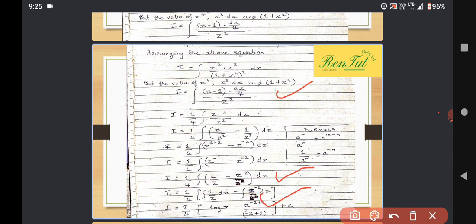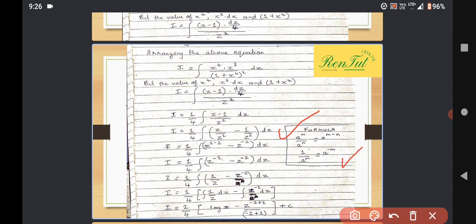Okay, so this can be split into two because the numerator is z minus 1. So we can split it into two parts like it is shown over here. So this is divided into two parts now: z divided by z square minus 1 divided by z square. So 1 divided by z square, you can see the indices formula, 1 divided by z to the power m.